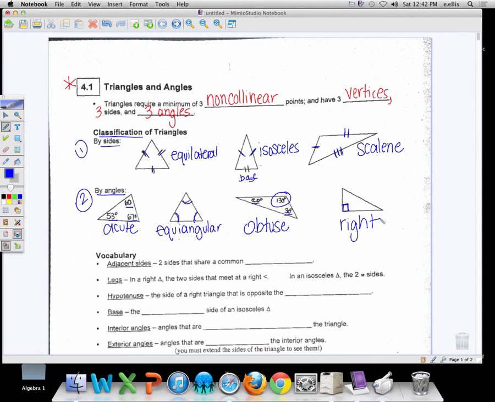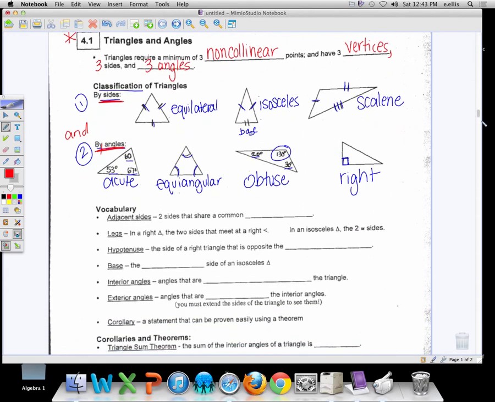Now, when you are asked to classify a triangle, from this point on, you will always use one term from the sides and one term from the angles. So you always give it 2 names, one from each category. It could be equilateral and obtuse, or scalene and acute. So you're always going to have one from each category. So keep that in mind when we get to the examples.